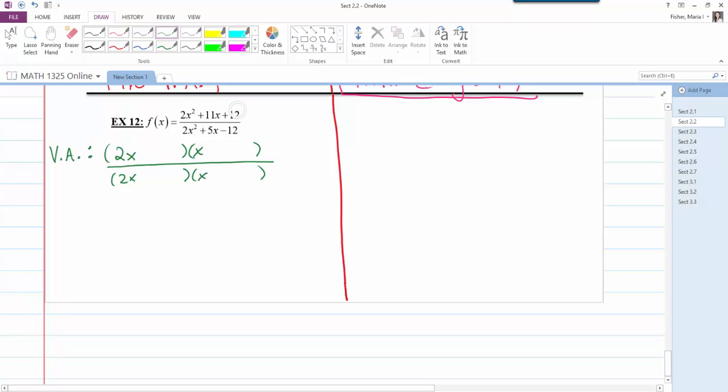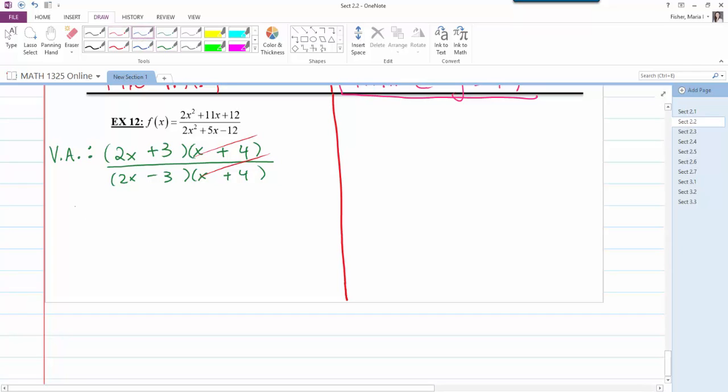For the numerator, I need things that multiply to 12 and then when all multiplied together are going to add to an 11. So let's try plus 4 and plus 3. Let's see if that works. So we have 2x squared plus 8x plus 3x is 11x. Perfect. For the denominator, again, it needs to get to 5. Well, if I do a plus 4 here and a minus 3, that'll get to 5. Let's check. 2x squared plus 8x minus 3x is a positive 5x minus 12. Perfect. Can we reduce? We sure can. They have that in common.